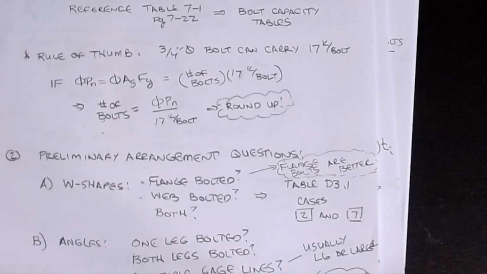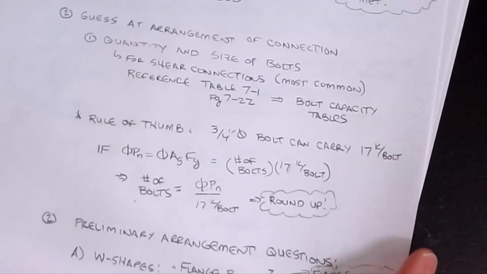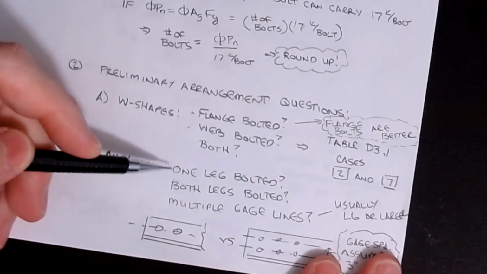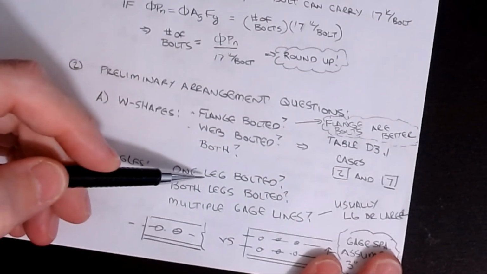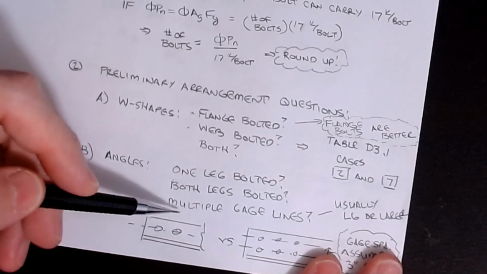So that's how we look at W shapes. Now, what about angles? Well, the question becomes, for a member, do I need to bolt one leg, which will give you a lower U value? Or can I bolt both legs, which requires some extra details?